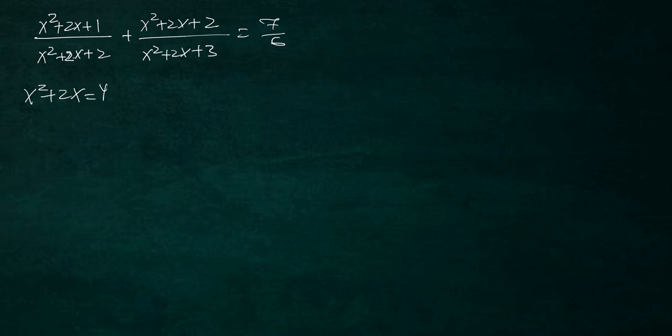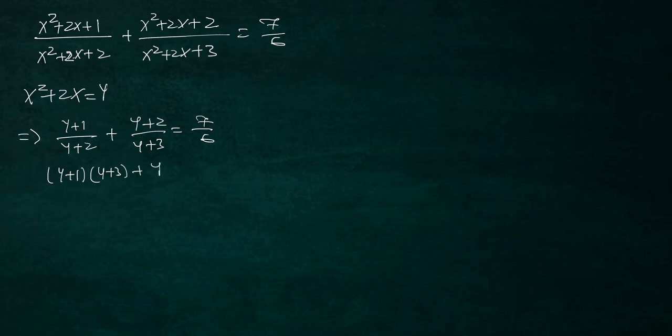So we can now rewrite our equation. So we would get y plus 1 over y plus 2, plus y plus 2 over y plus 3, and then this is equal to 7 over 6. So let's find the common denominator here. So we're gonna have this one times this one. We're gonna have y plus 1, which multiplies y plus 3, plus y plus 2, which multiplies y plus 2, right, which is y plus 2 squared.